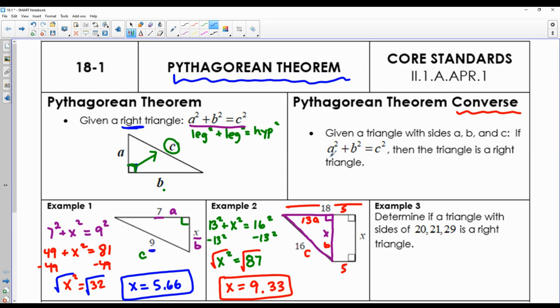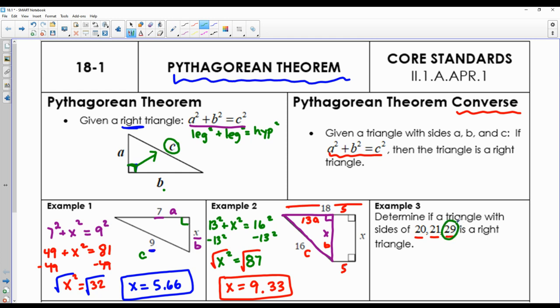It says if you have a squared plus b squared equals c squared, so if two sides of your triangle squared add to the hypotenuse squared, then you can say that the triangle is a right triangle. Basically that's all you're having to do. You're going to look at example 3. You've got 3 sides. You have to determine which one is the hypotenuse, which is really easy when you can see all 3 sides, because your hypotenuse is always going to be your largest one.